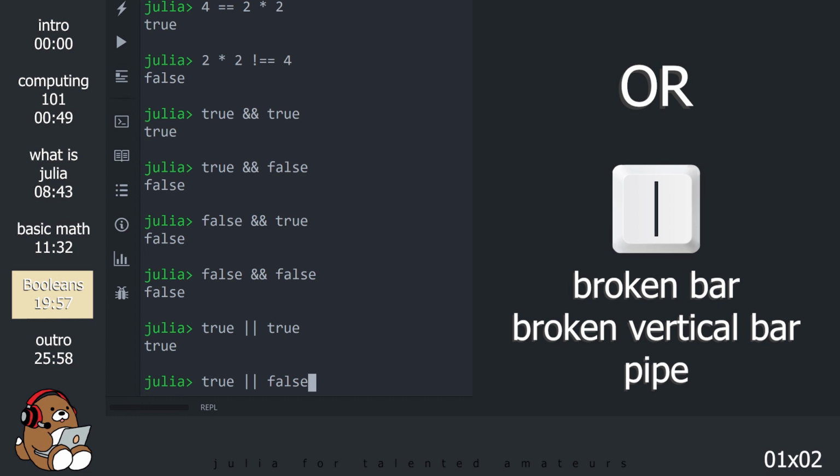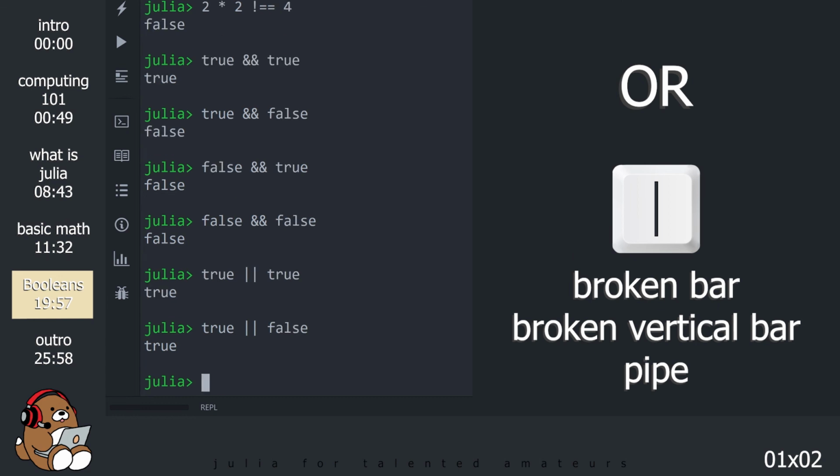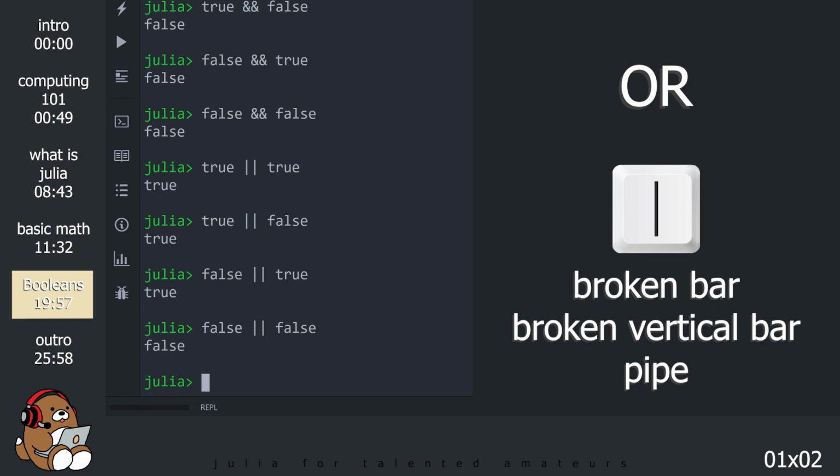So again, asking the same question, is either side true? And it's true, because at least one side is true. Same question, is either side true? And of course, it's true, because at least one side is true. Same question, is either side true? And of course, it's false, because neither side is true.